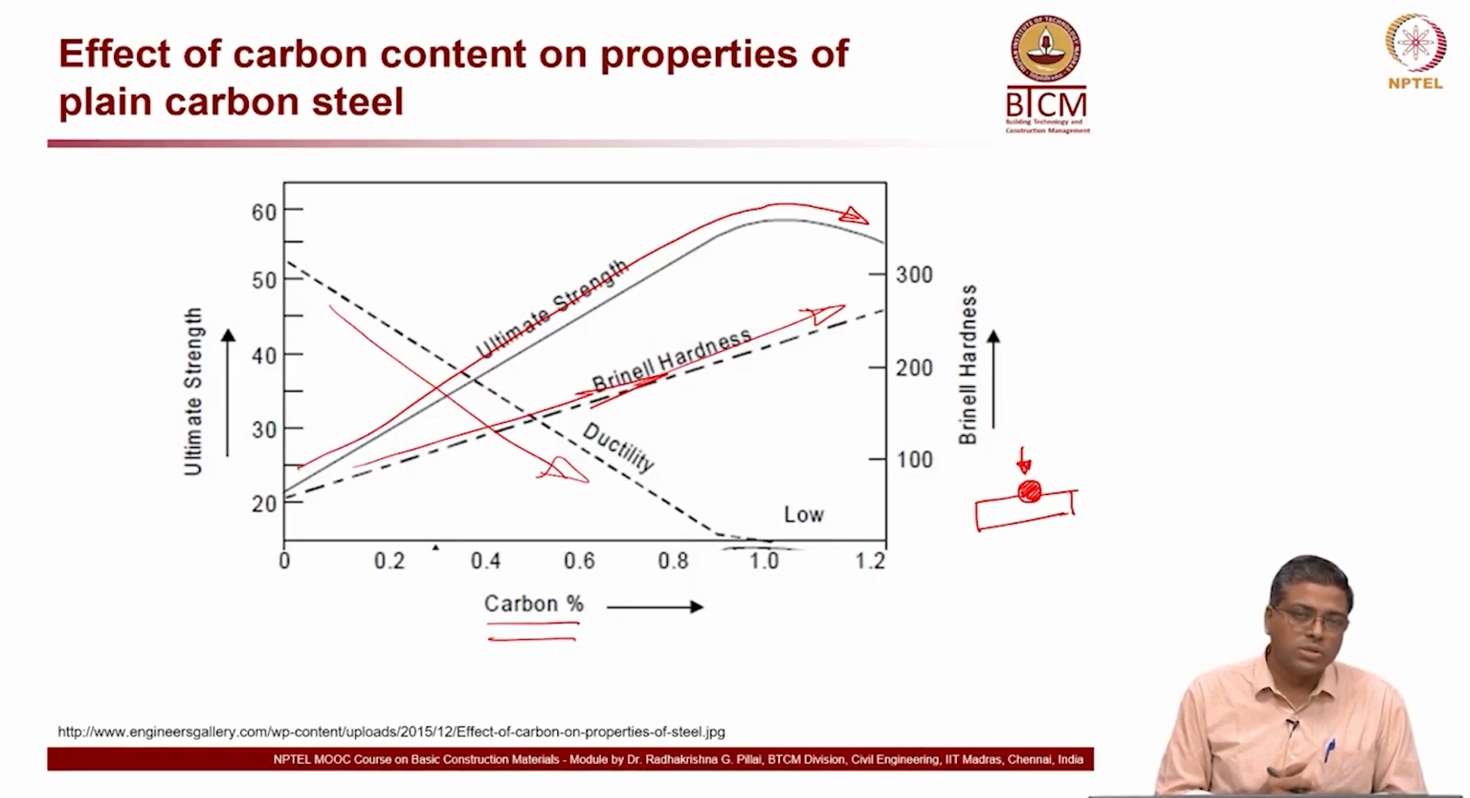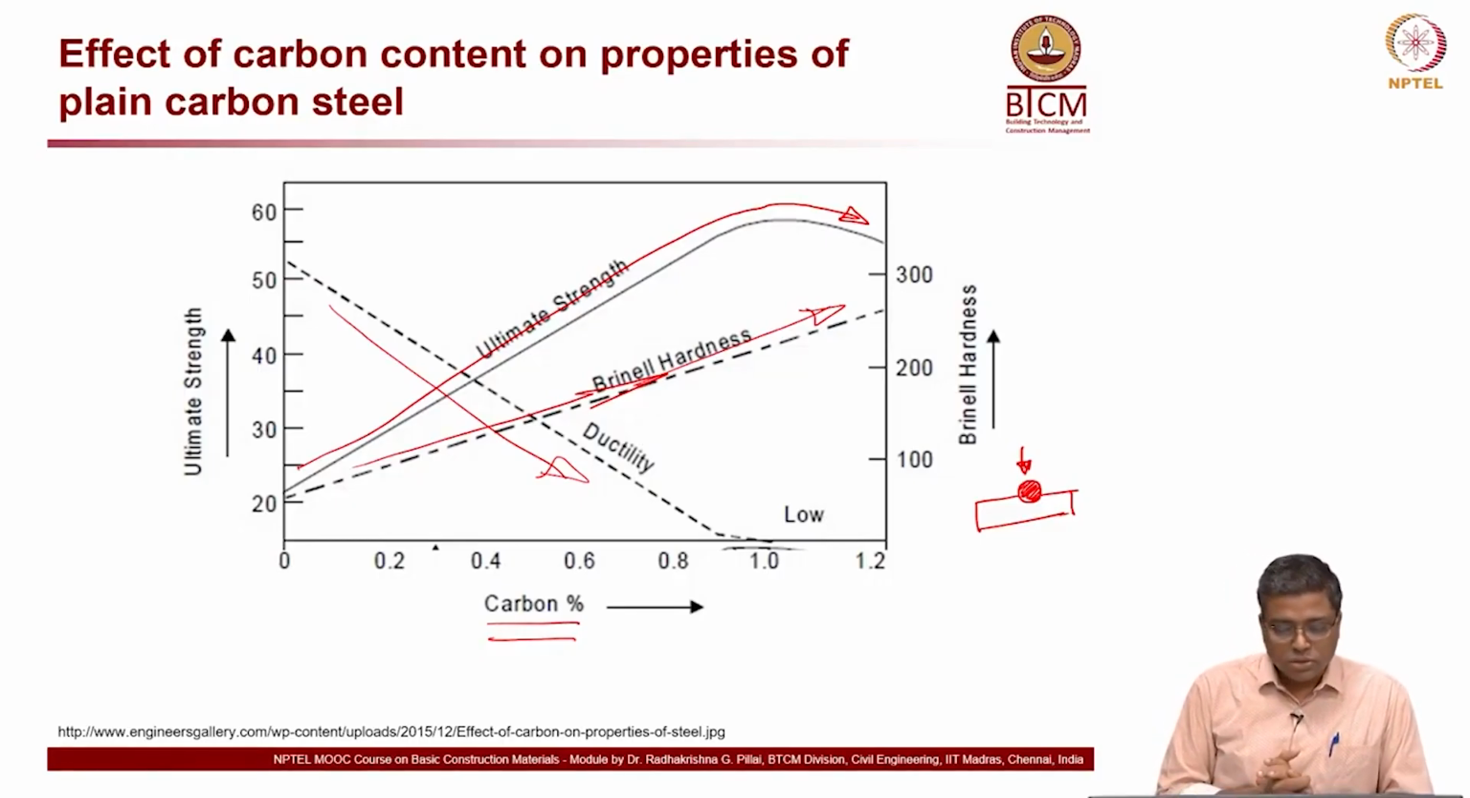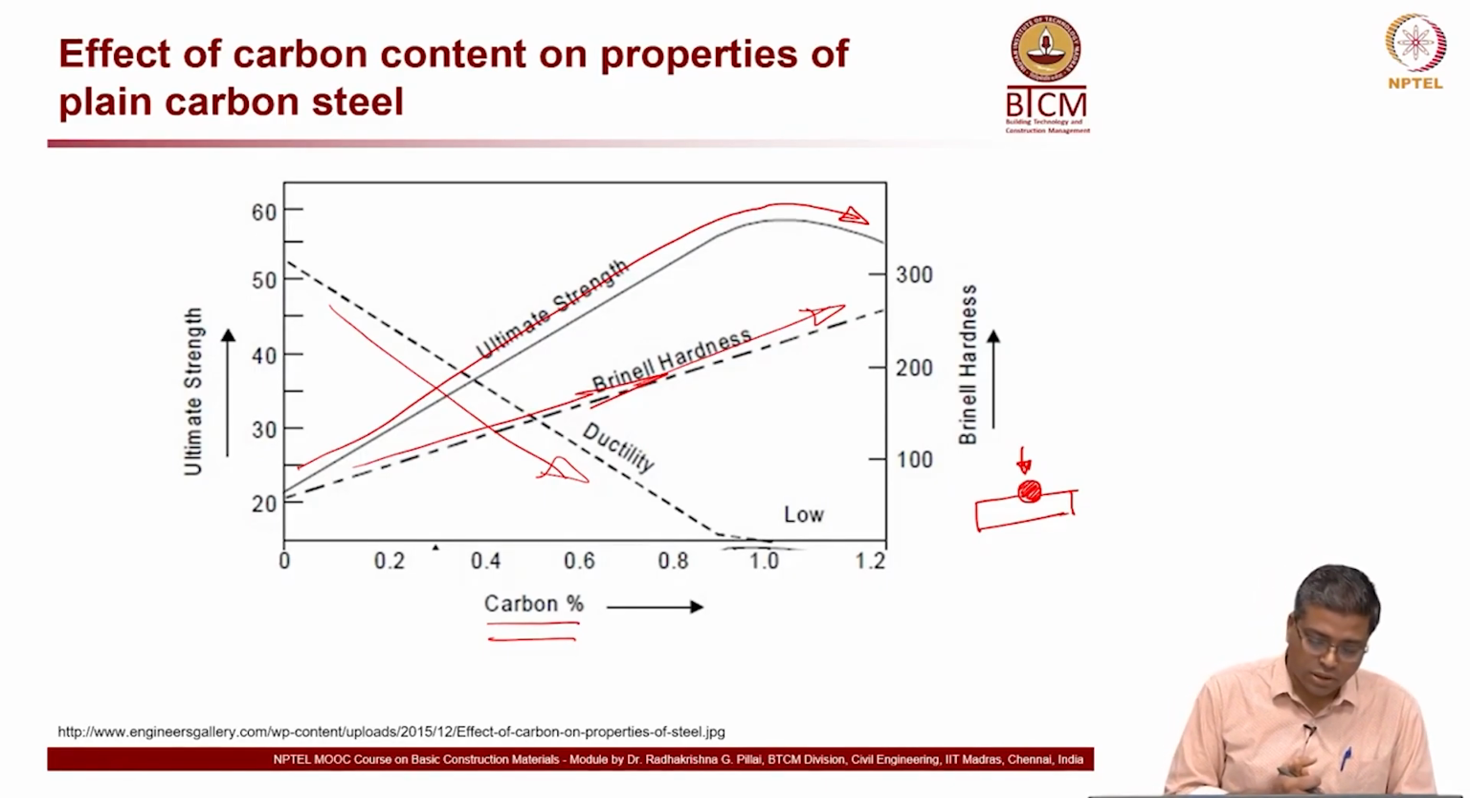To avoid such catastrophic failure, or to keep the structures flexible in nature before they collapse, they should deform significantly so that people can see that it is deforming and escape from the building or whatever facility you talk about. So, you need the structures to be ductile in nature. We need ductile material to be used. So, ductility is a very, very important aspect in addition to the strength of the materials.